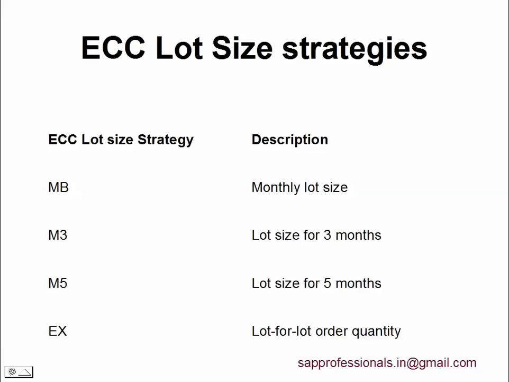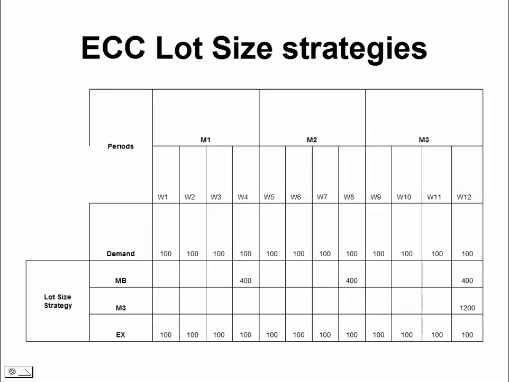So next example is M3. It means lot size for 3 months. It means there will be only one receipt element in each 3 months. And M5 means however many demands we have for 5 months, there will only be one receipt element for 5 months. It will mean one receipt element in 5 months. And EX means whatever demands we have, there will be a receipt element exactly at the same quantity of the demand element in each bucket. Let us try to understand all these strategies by some examples.